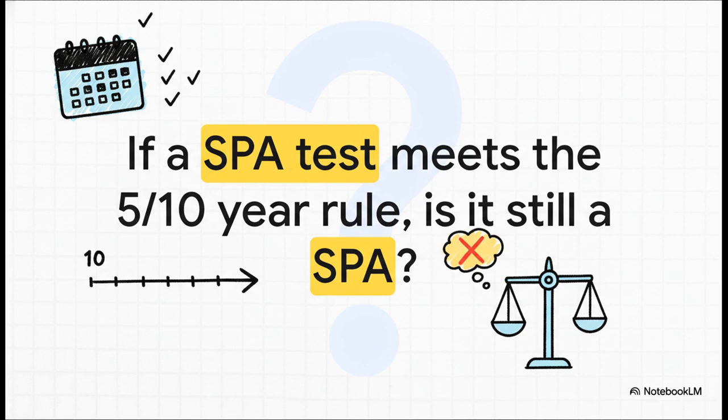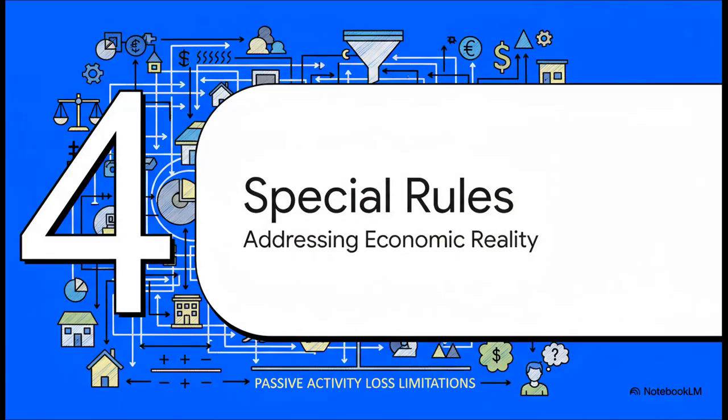The IRS says no. In year 11, it now meets the 5 out of 10 year look-back test all by itself. And since the definition of a SPAY is an activity that does not meet any other test, it can no longer be a SPAY for that year. It's a very subtle but super important distinction. As you know, the tax code is never simple, right?